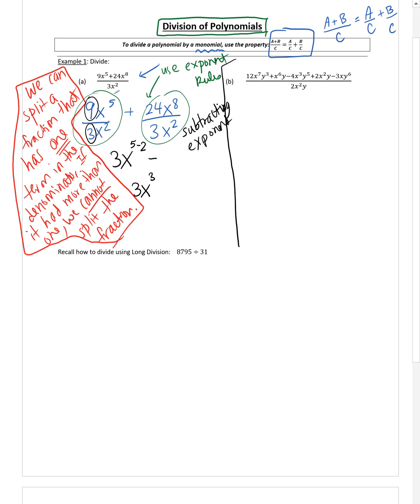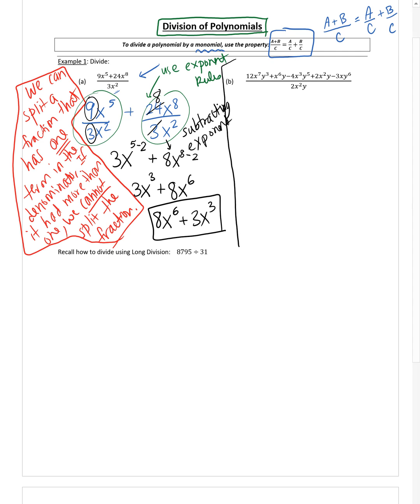Now we'll do the same thing with the second term here. I can divide 3 into 24 is 8. And then I'm going to subtract their powers as well. The exponent on the top is 8 minus the exponent on the bottom is 2. 8 minus 2 is 6. So there it is: 3x cubed, or 3x to the third plus 8x to the sixth. And probably just because this only has one variable, I'm going to write this in descending order of powers, because that's how they like to see these.